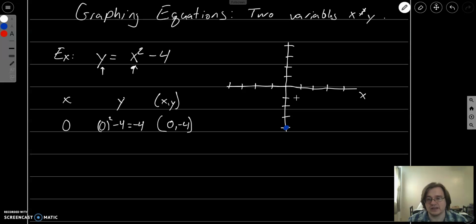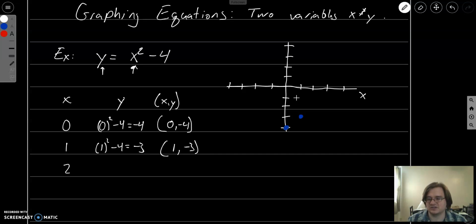And then we can start plugging in more values for x. Plug in a 1, y is going to be x squared, so 1 squared minus 4. 1 squared is 1. 1 minus 4 is -3. So when x is 1, y will be -3. So we can plot again. When x is 1, we'll come 1 over to the right, and -3 will be down 3. And we can continue doing this.